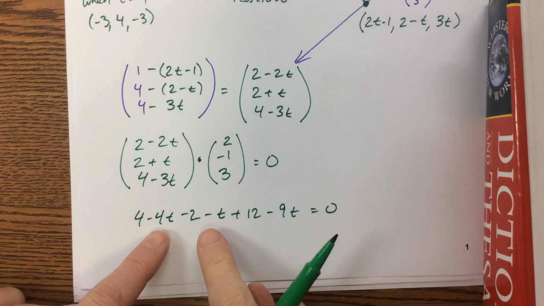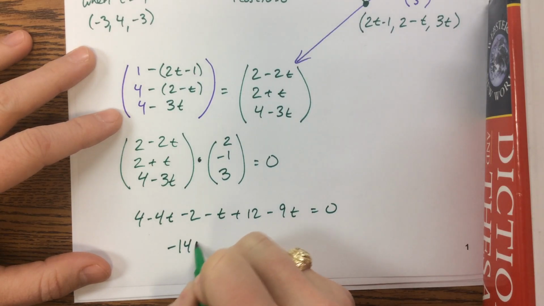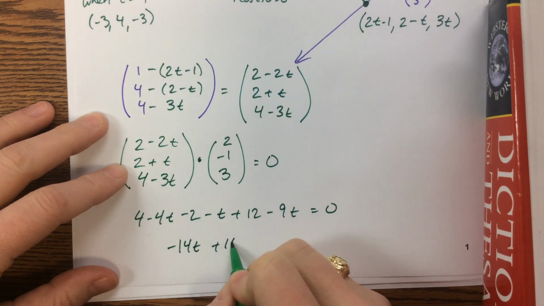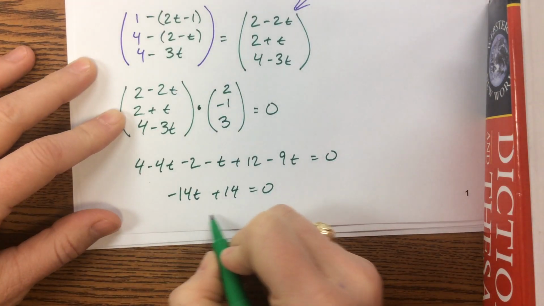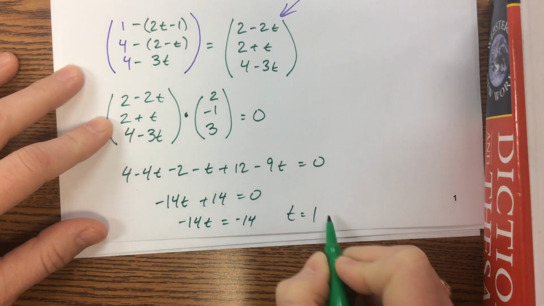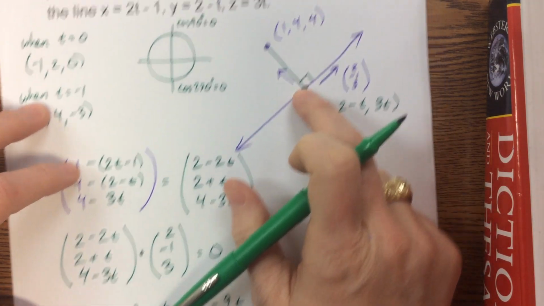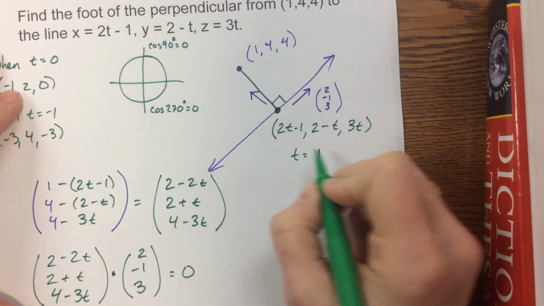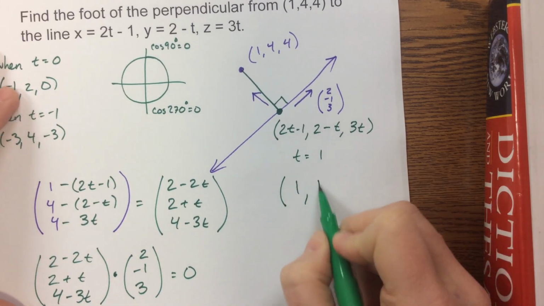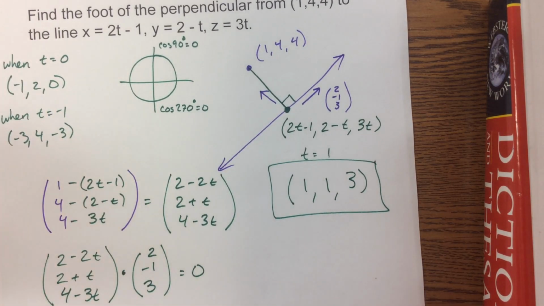Did I do that correctly? This is negative 14t. And then what do I have? 4 minus 2 plus 12, that's plus 14. Oh, that's convenient. So I have negative 14t plus 14 equals 0, so negative 14t equals negative 14. Therefore, t is equal to 1. So at t equals 1, we're at this coordinate right here. When I plug in t equals 1, I get the point 1, 2 minus 1 is 1, and 3. And so the foot of the perpendicular is the point (1, 1, 3).